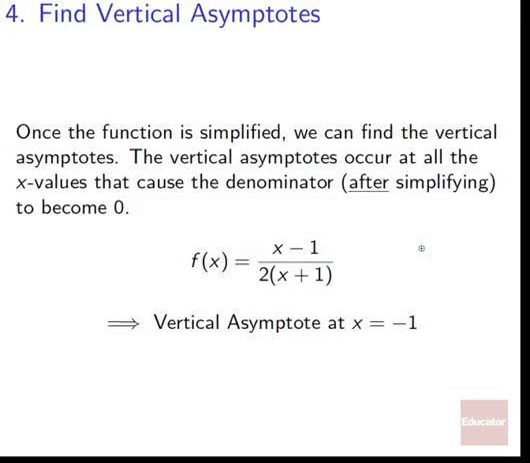Next step, find vertical asymptotes. Once the function is simplified, we can find the vertical asymptotes. The vertical asymptotes will occur at all the x values that cause the denominator, after we have simplified it, to become zero. So all the zeros of our newly simplified denominator. So if we have 2 times x plus 1 in our denominator, we're going to get a vertical asymptote at x equals negative 1, because that will cause our denominator to turn into a zero.